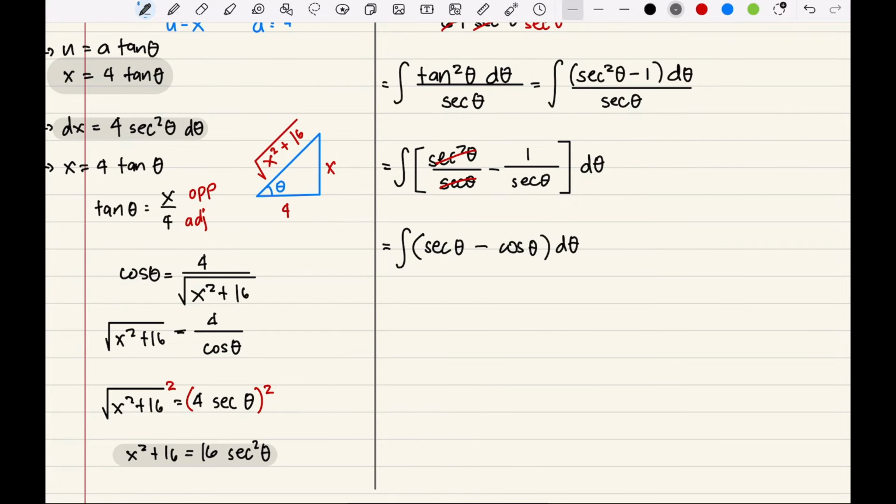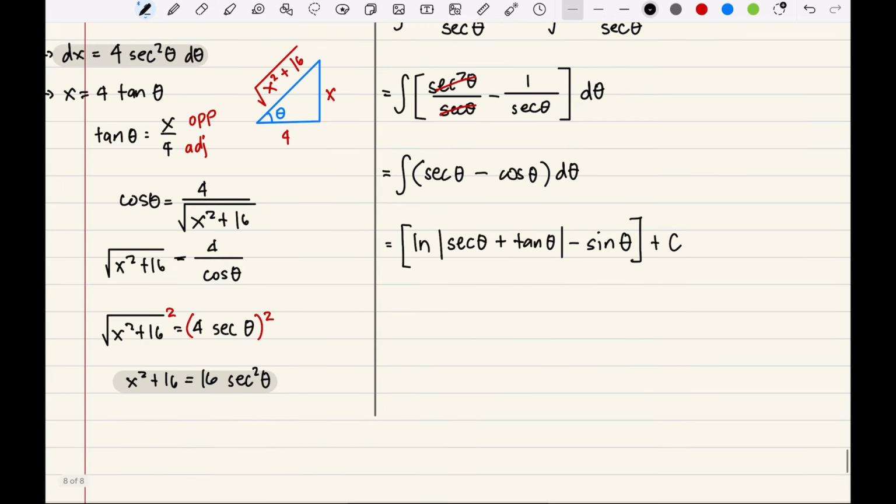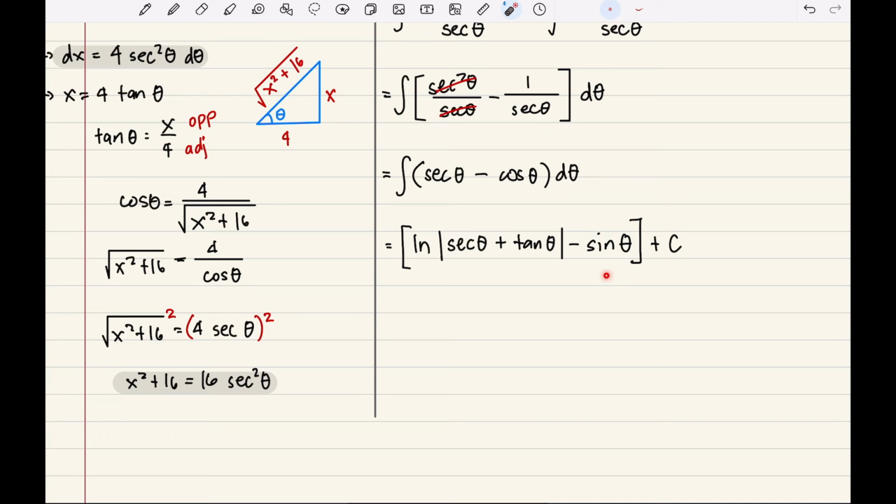So we have an integral for secant theta. So the integral of secant theta is ln of secant theta plus tangent theta, minus the integral of cosine theta is sine theta. And then sa dulo, we add yung plus c. So this is now our integral in terms of theta.